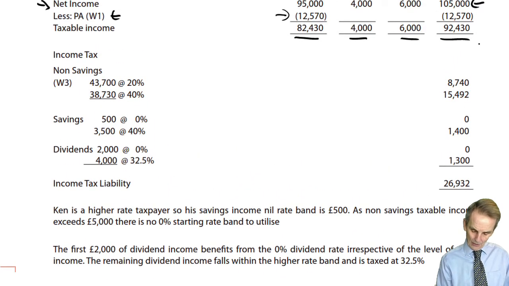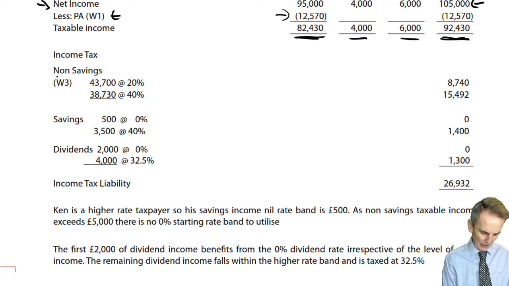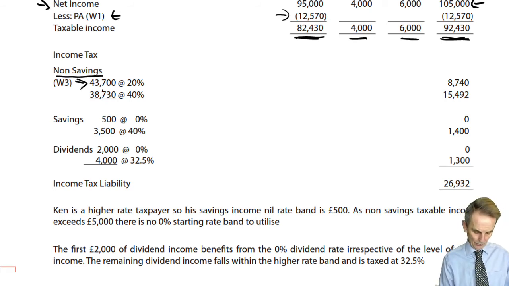So with our taxable income of 92,430, we tax the non-savings first of all, and the basic rate band limit, as we've said, has gone up by 6,000 to 43,700. So that's at 20%. We've got £82,430 worth of non-savings income. So 82,430 was the non-savings.